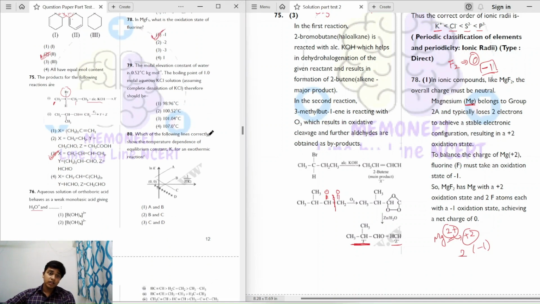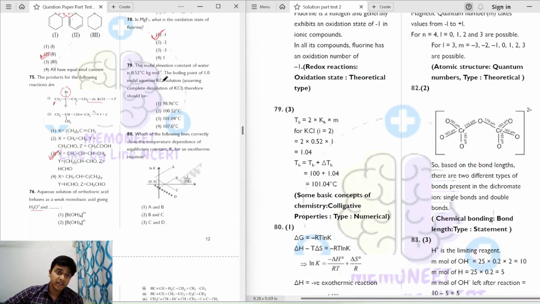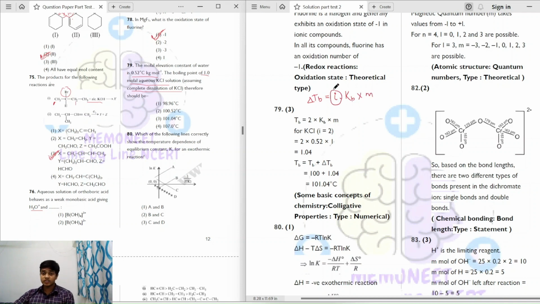The question says the molar elevation constant of water is 0.52 degrees Celsius kg per mole. The boiling point of 1 molar aqueous KCl solution is, assuming the complete dissolution of KCl? To find the elevation in boiling point, the formula is delta T is equal to i, which is the Van 't Hoff factor, multiplied by Kb multiplied by the molality of the solution. This Van 't Hoff factor takes into consideration the dissociation and association of the ions.